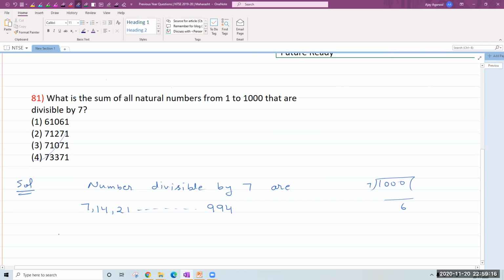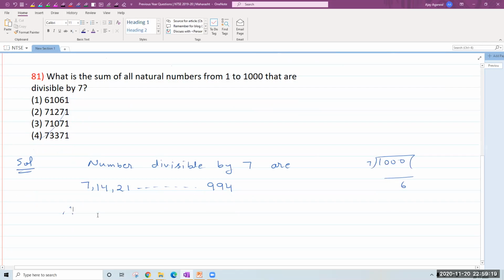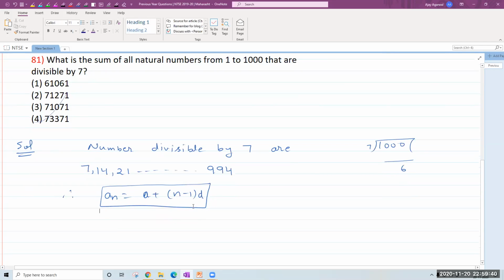Very good. So we'll use the AP formula for the nth term: an equals a plus n minus 1 into d. We know the nth term of an AP is given by this, where a is the first term, n is the number of terms, and d is the common difference. As we know all these things, we'll find the total number of terms. So 994 equals the first term 7 plus n minus 1, and the common difference is 7.